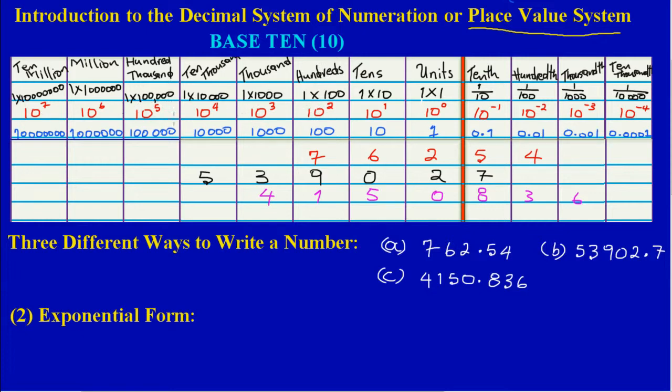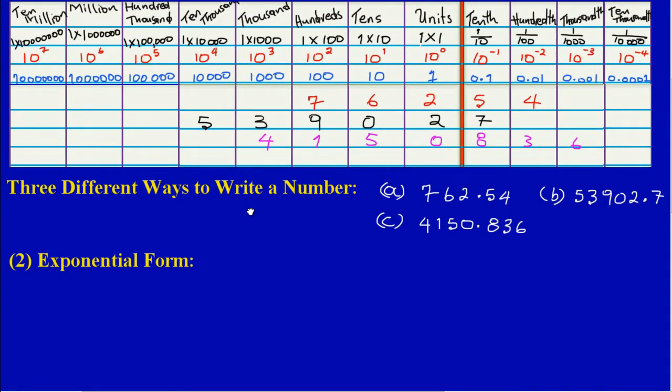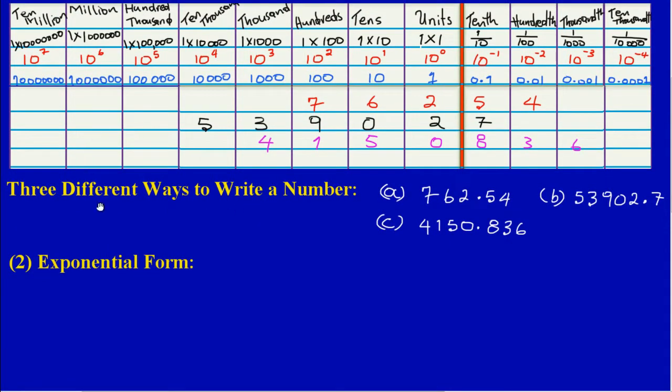Now, this form is called the exponential form. That's the form we are going to be writing these same numbers in. Again, take part A. Let me just pull this down quickly a bit so that we can have some space down here. Okay. Now, if you notice in part A, the number is 762.54, and now we're going to write that number in exponential form.